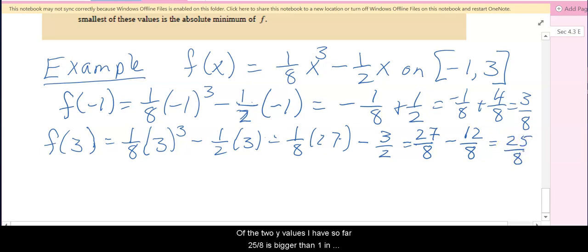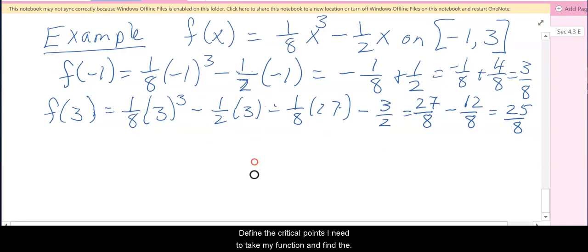Of the two y values I have so far, 25/8 is bigger than 1. In fact, it's bigger than 3, so it is definitely the maximum so far. That does not make it the absolute maximum. I need to check the critical points if there are any. To find the critical points, I need to take my function and find the derivative.